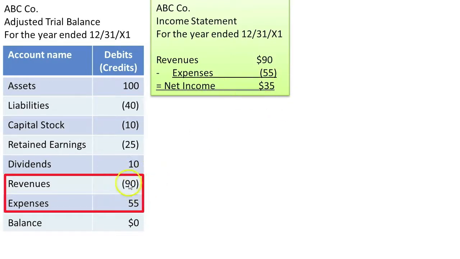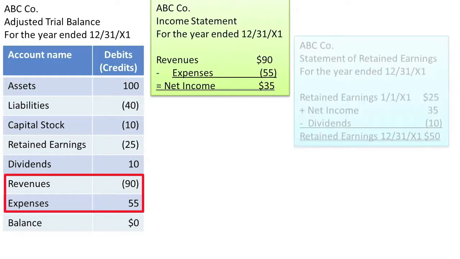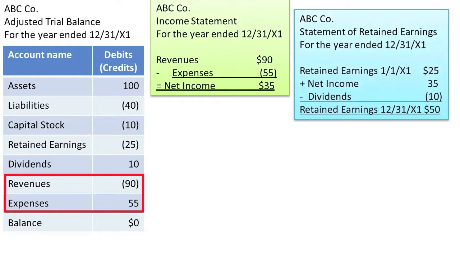The credit for revenues shows it has a positive balance in revenues, therefore it's added to net income. The debit in expenses shows it has a positive balance in the expense account because expenses are increased on the debit side. So we have $55 in expenses, which are deducted from revenues to arrive at net income. Then we prepare the statement of retained earnings.